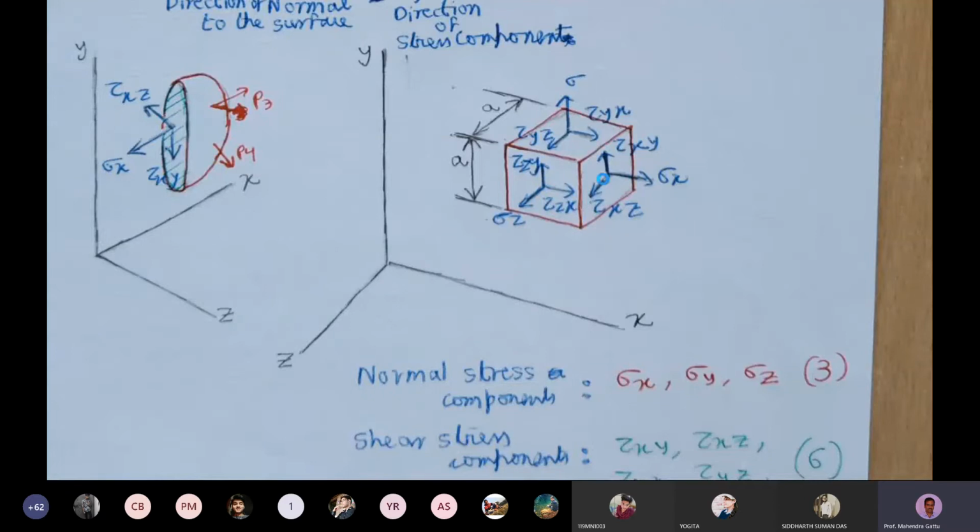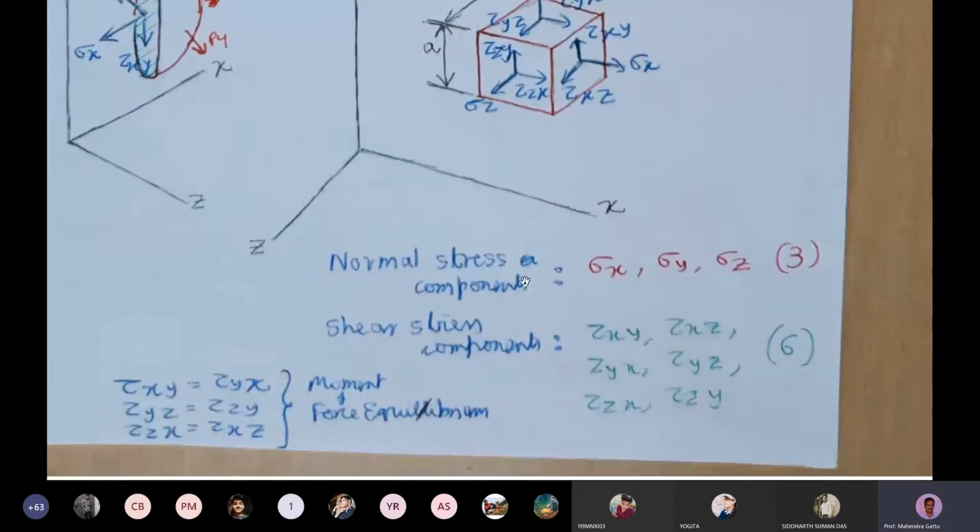Similarly on the remaining other three faces, so suppose if you look at the left face, sigma x will act in the negative x direction, tau zx will act in the downward direction, tau xy will act in the negative x direction. So that is how it will act. Similarly for the bottom face, again these stress components will act in the opposite direction, and for the behind face, which is away, there also these stress components will act opposite to these directions. So this is the state of stress at point Q.